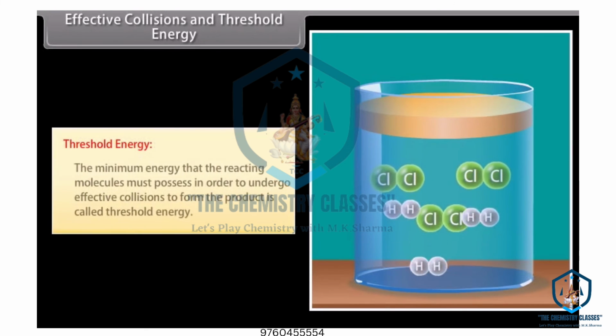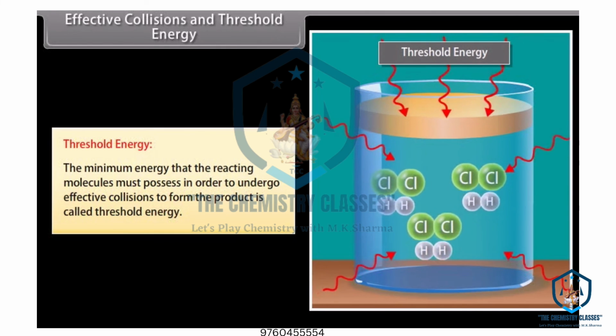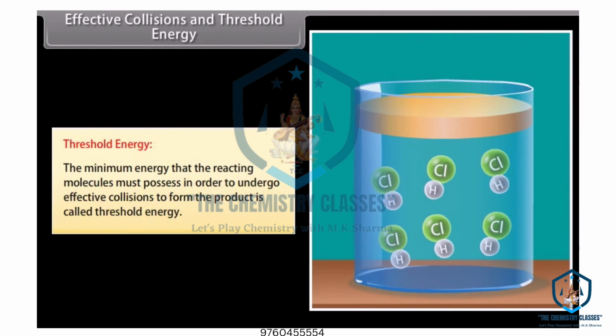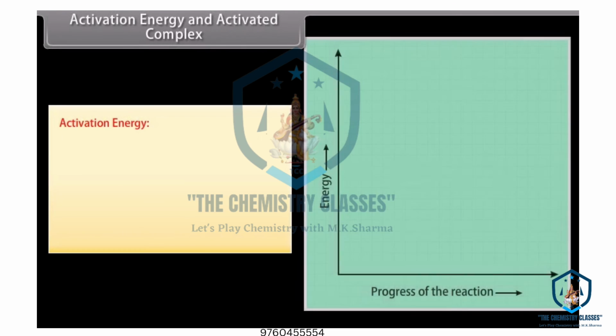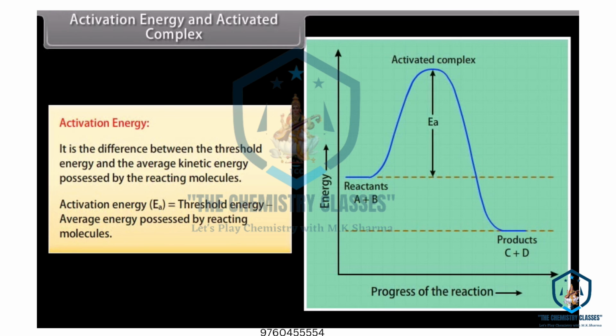Threshold energy. The minimum energy that the reacting molecules must possess in order to undergo effective collisions to form the product is called threshold energy. Activation energy and activated complex. Activation energy. It is the difference between the threshold energy and the average kinetic energy possessed by the reacting molecules.